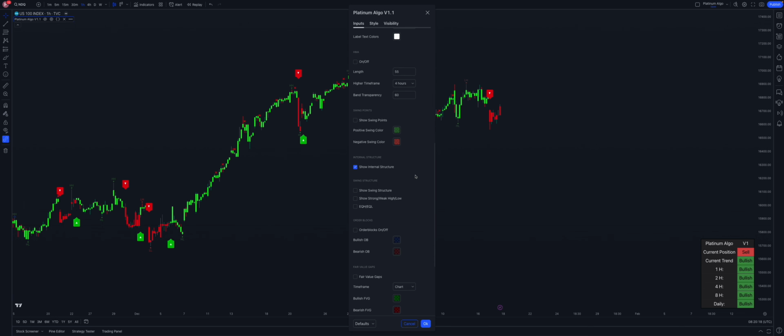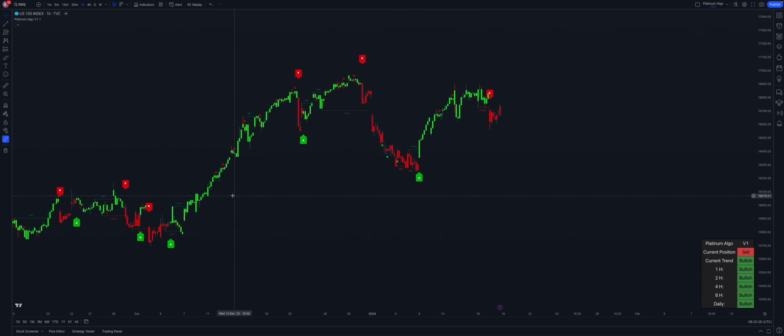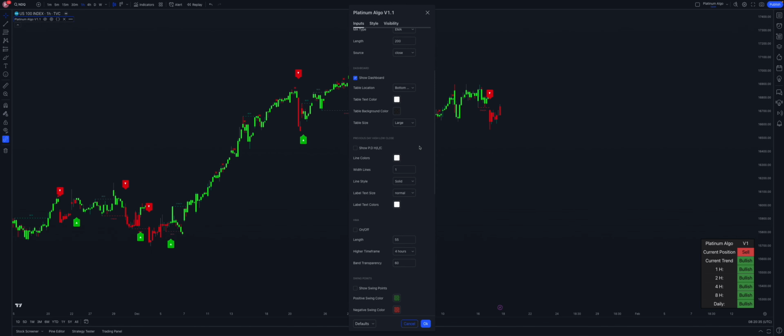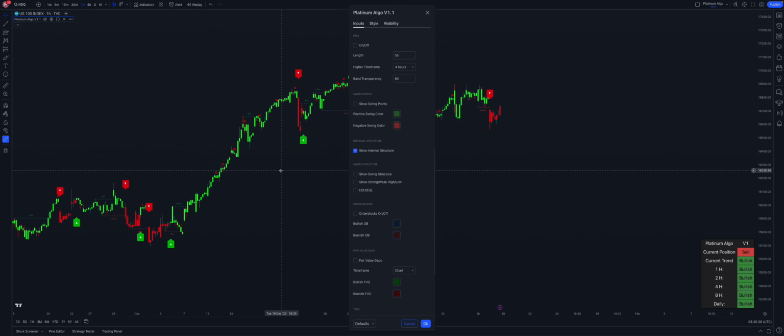We also have the internal structure. What the internal structure shows you are the internal structure breaks. For example, you can see that we have breaks of structure and changes of character, all internal. This is particularly helpful for those of you who trade smart money concepts or want to have a better grasp of market structure in general.